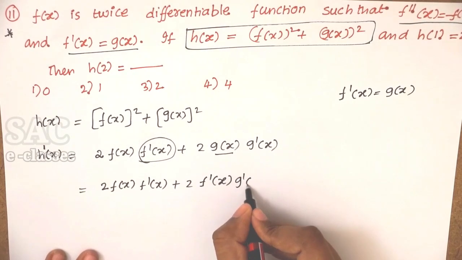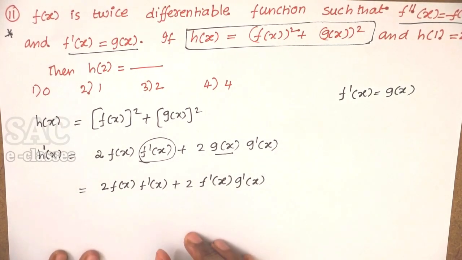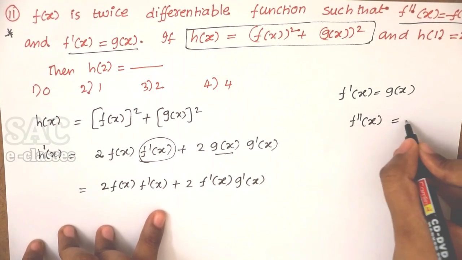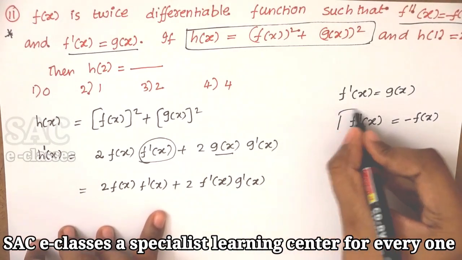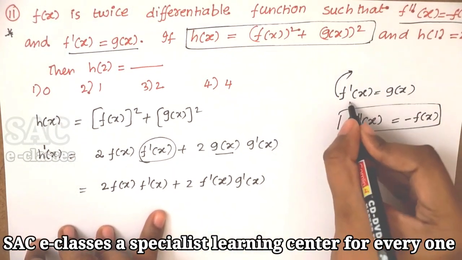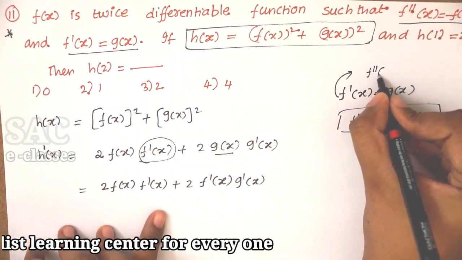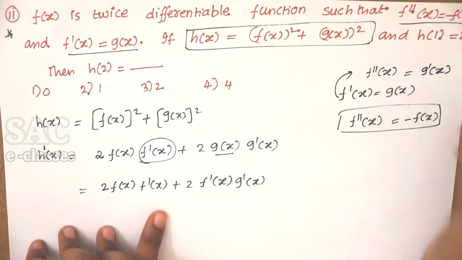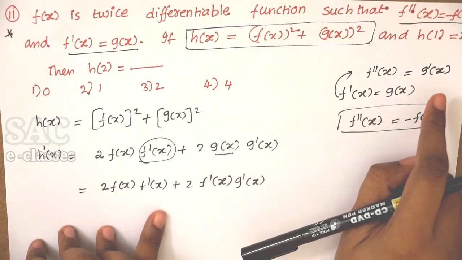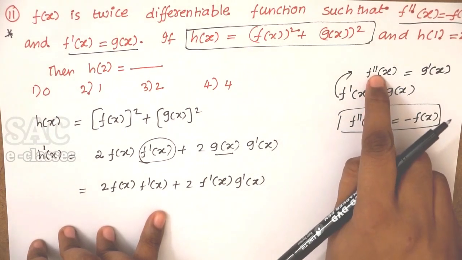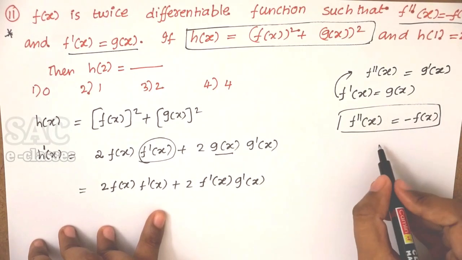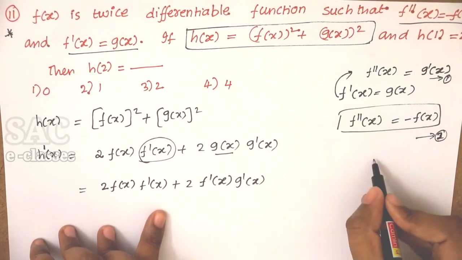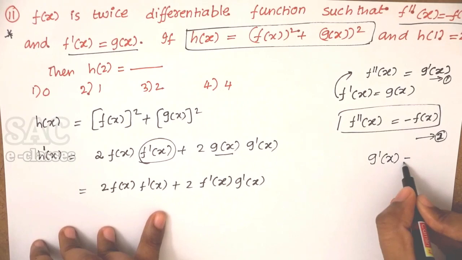Yes, into g dash of x, getting common, but no further thing. So go for the second usage of the condition. f double dash of x is minus f of x. Then what is the double derivative of f dash of x? f double dash of x you can write as g dash of x. But actually g dash of x is f double dash of x, which means minus f dash of x. So by equations 1 and 2, you can write g dash of x equal to minus f of x.